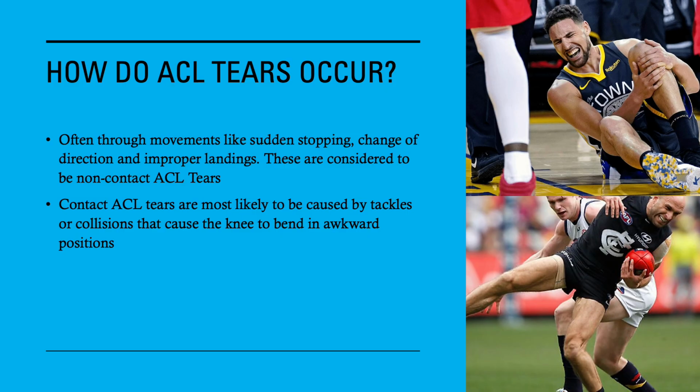So looking at how ACL tears occur, they most often occur through movements like sudden stopping, change of direction and improper landings. These are what we consider to be non-contact ACL tears. The other form of ACL tear is a contact tear, which are most likely to be caused by tackles or collisions that cause the knee to bend in awkward positions.